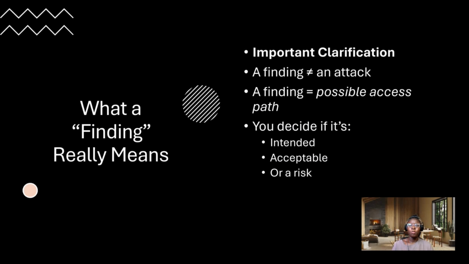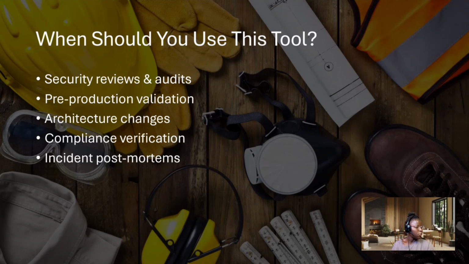Just more features I wanted to mention. What a finding means, just as a clarification: a finding is not equal to an attack, okay? This tool doesn't tell you this is bad. It's just telling you it exists. So there is a possible access path, and the security judgment still belongs to you. You are the one to decide if this is intended, acceptable access or a risk. Think of the Network Access Analyzer as something you run before you go live, after a big network change, and maybe during security reviews.